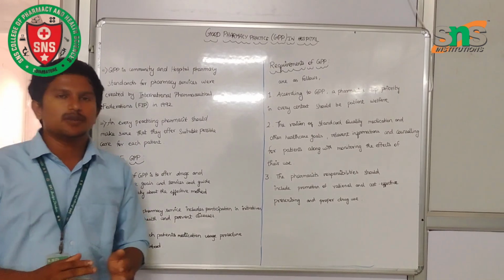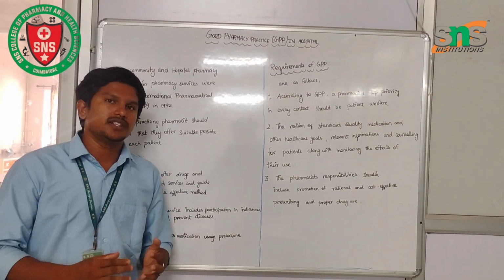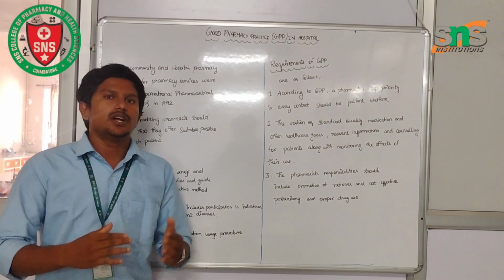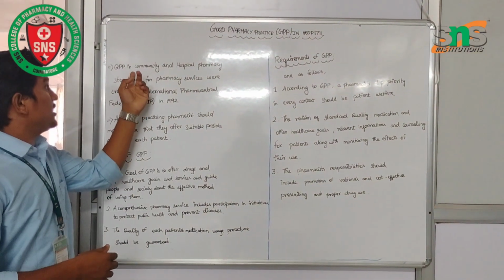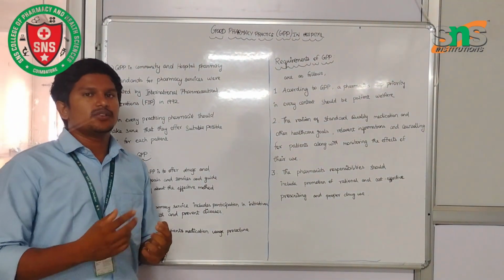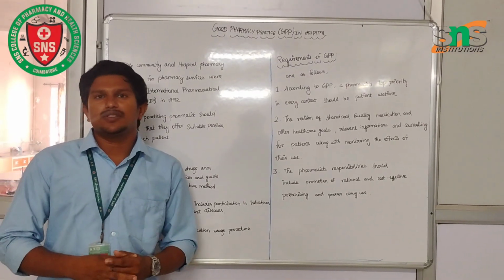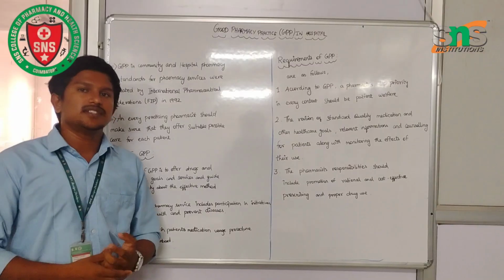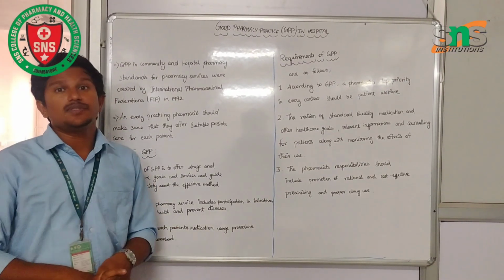The medicine can be established and distributed to the patients in a good way. That is called good pharmacy practice. GPPs are also known as good pharmacy practice. Good pharmacy practice involves the community, pharmacy management, pharmacy standards, and otherwise the pharmacy services are also involved in it.